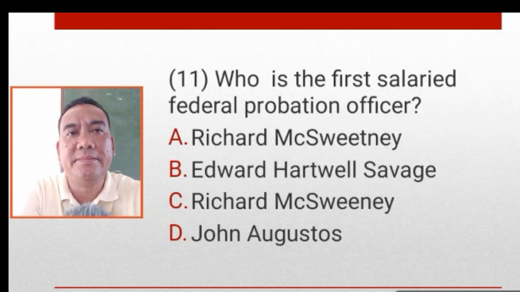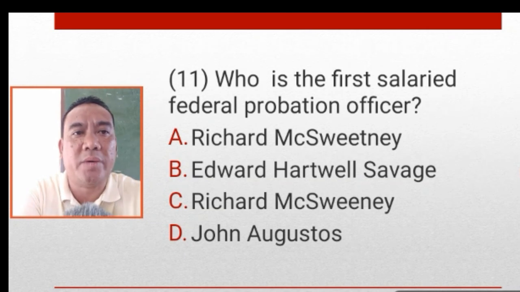Number 11. Who is the first salaried federal probation officer? A. Richard McSweetney. B. Edward Hartwell Savage. Letter C. Richard McSweeney. Or letter D. John Augustos.